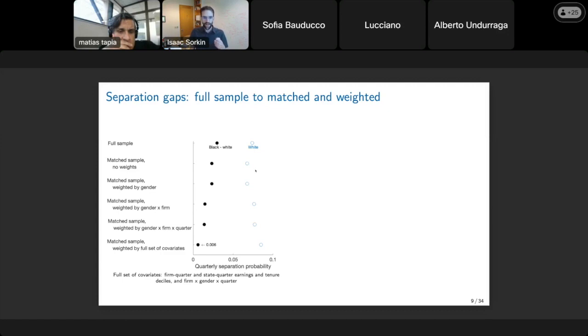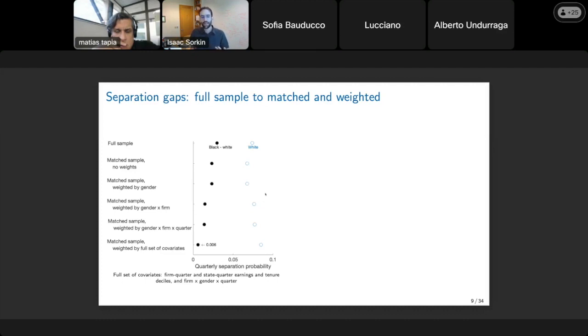And then as we reweight the white sample to match the black sample in terms of the distribution across these cells, you can see that the white separation gap rises. So basically, you're placing weight on less prosperous cells. And in some sense, the most important jump is once we interact with firm, we get this biggest jump in the white separation level.